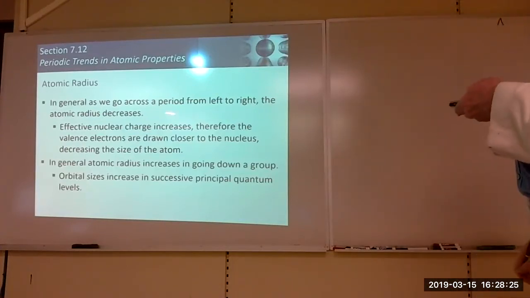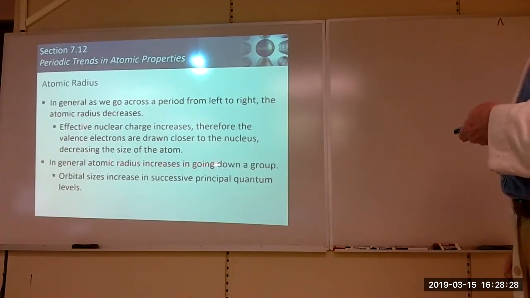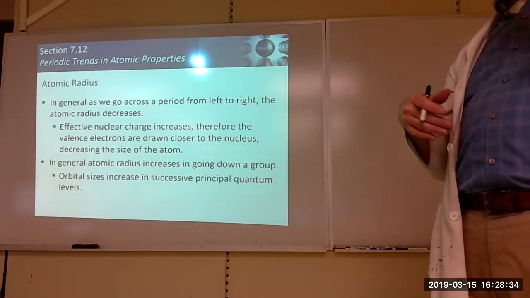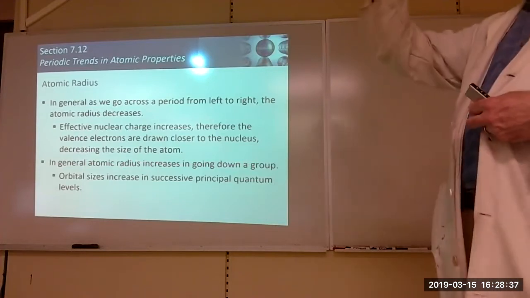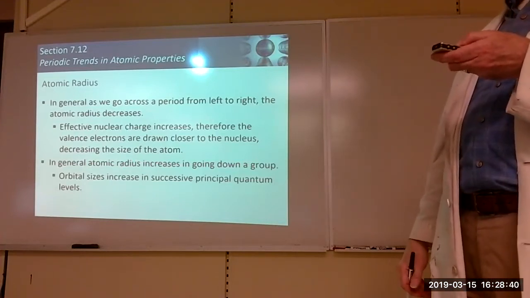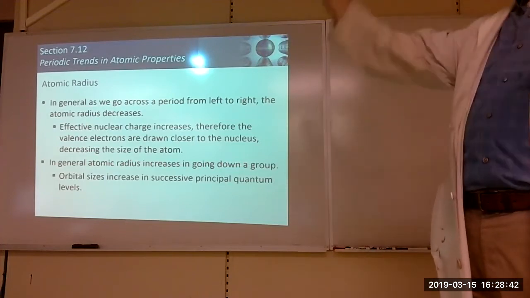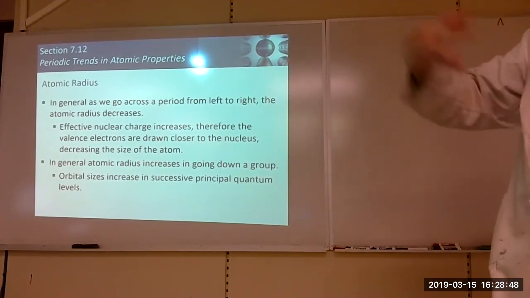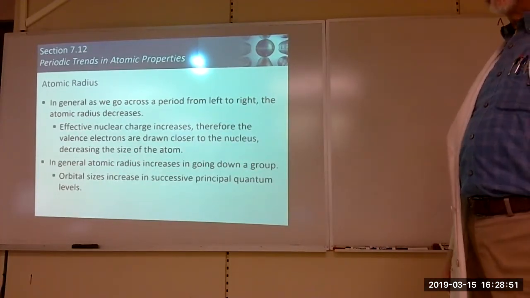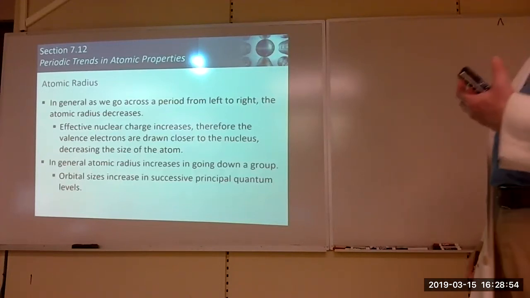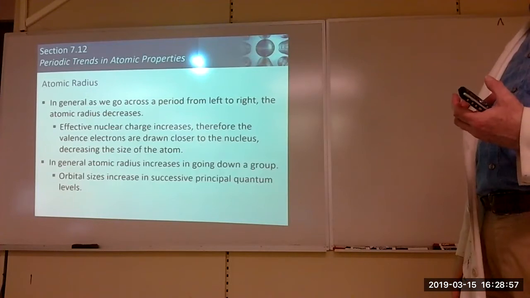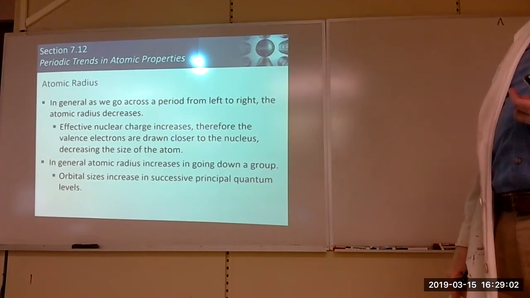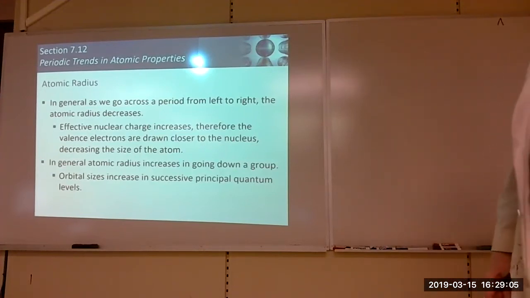How about down a group? The atomic radius as you go down a group increases. There's a simple explanation for that too. Notice that you're adding energy levels as you go down. So that means bigger. As you go down a group, you're adding energy levels, you're ballooning the atom. So getting bigger, atomic radius should increase from upper right to lower left. Just the opposite of the first two. Okay?